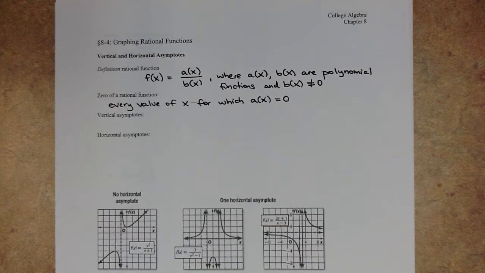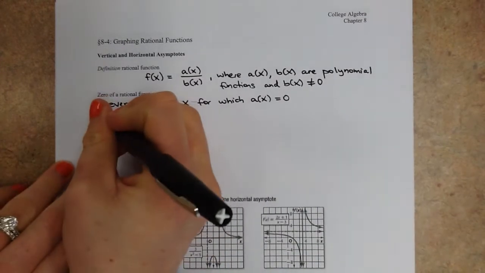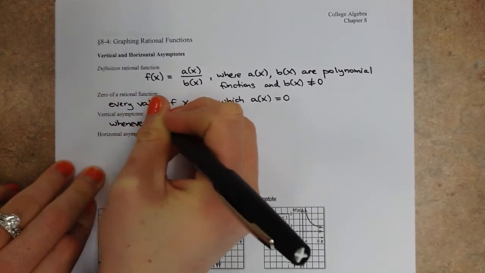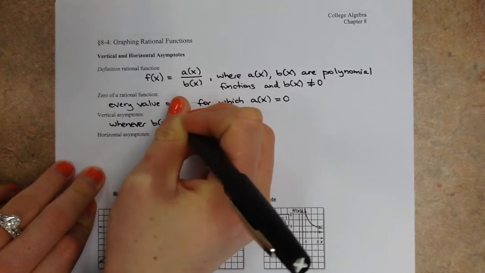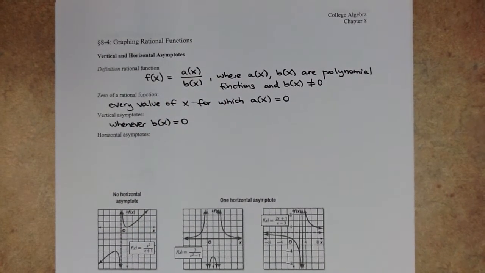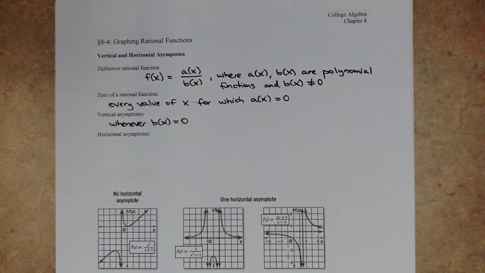Vertical asymptotes, we did this in the last section. If the denominator is 0, that's a vertical asymptote. Vertical asymptotes occur whenever b of x is equal to 0. And then horizontal asymptotes. We've got a couple of weird rules here. We've got 3 rules, and you're only going to have one horizontal asymptote. You might not have any at all.